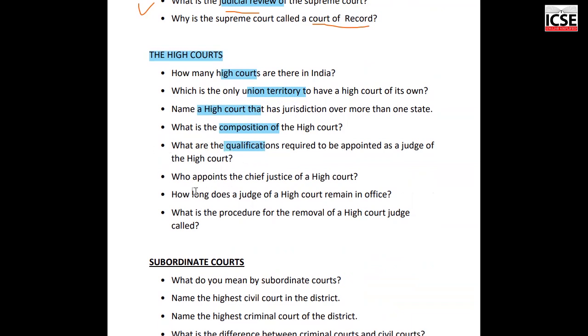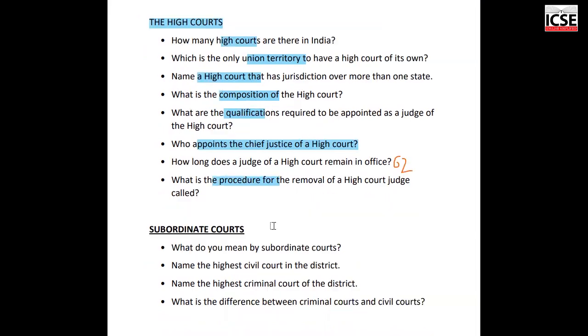What are the qualifications required to be appointed as a judge of the High Court? Again, that's important. Who appoints the Chief Justice of the High Court? Yes, it is the President again, but he has to consult the Chief Justice of India and, very important, the governor of that state. How long does the judge of a high court remain in office? He remains in office till he has acquired the age of 62. At 62, he will retire. What is the procedure for removal? Yes, it is impeachment. That is important.